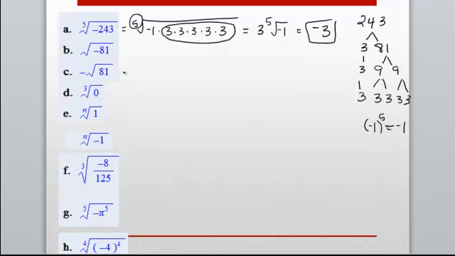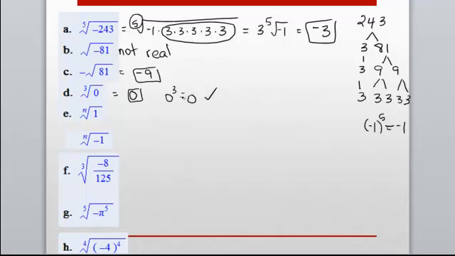Okay, so how about B? We have the square root of negative 81. The square root of a negative, that's an even root of a negative. That's not real. How about C? We have the negative square root of 81. Well, the square root of 81 is 9, but since the negative is in front, we have to keep that negative. How about the cube root of 0? That's right, it's 0, because 0 cubed is 0, right?